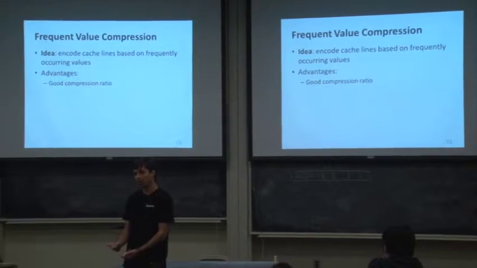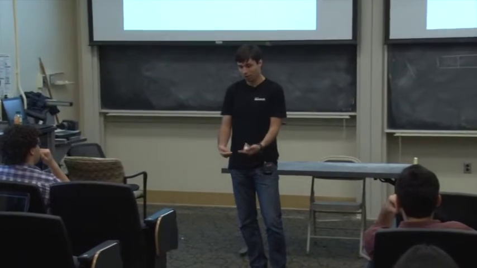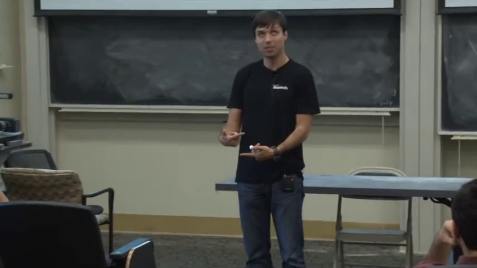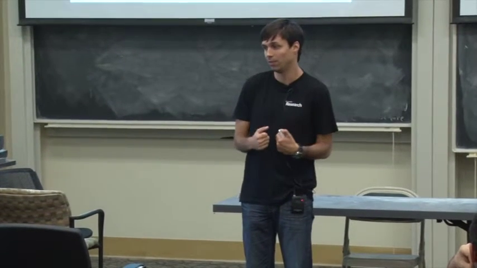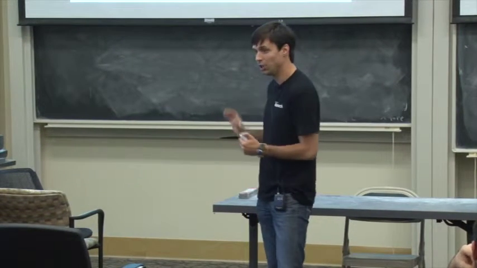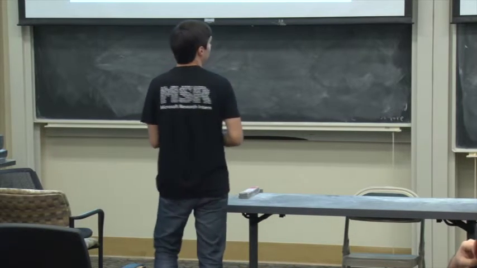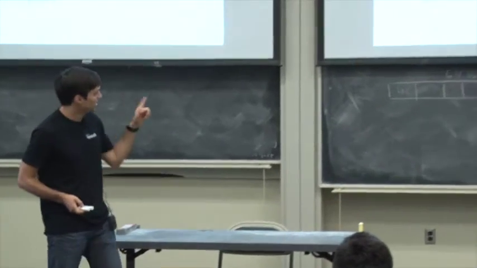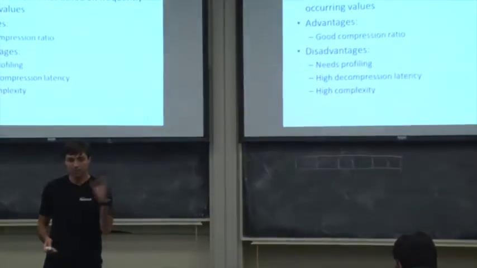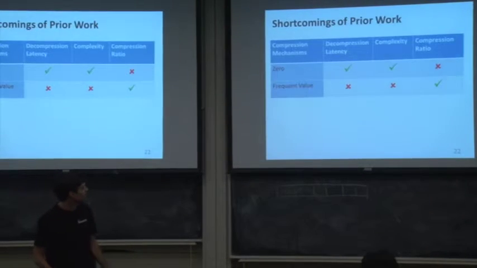If you do it dynamically, you don't have that problem, but you get another problem. Because now you again have a phase switch, it means you somehow need to invalidate the whole of your cache that's encoded with previous frequent values. So you see, there are issues there. Even though it has a good compression ratio, it needs profiling, it has high decompression latency, and it has high complexity. And complexity is mostly due to profiling. So all these are the negative parts of it.